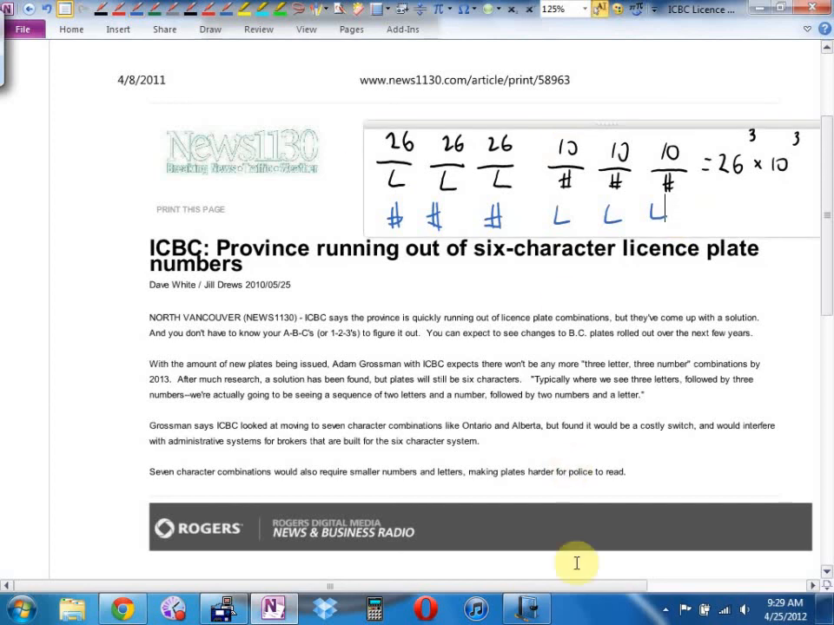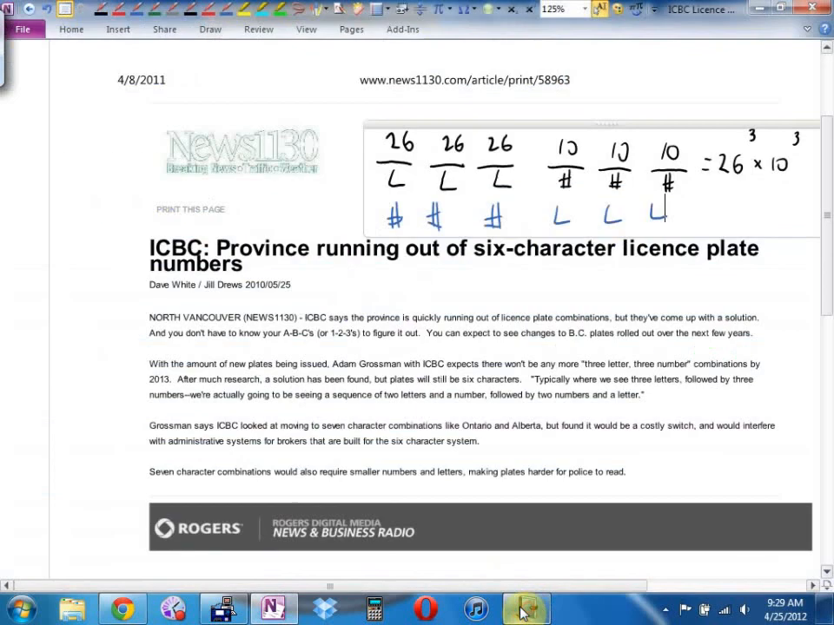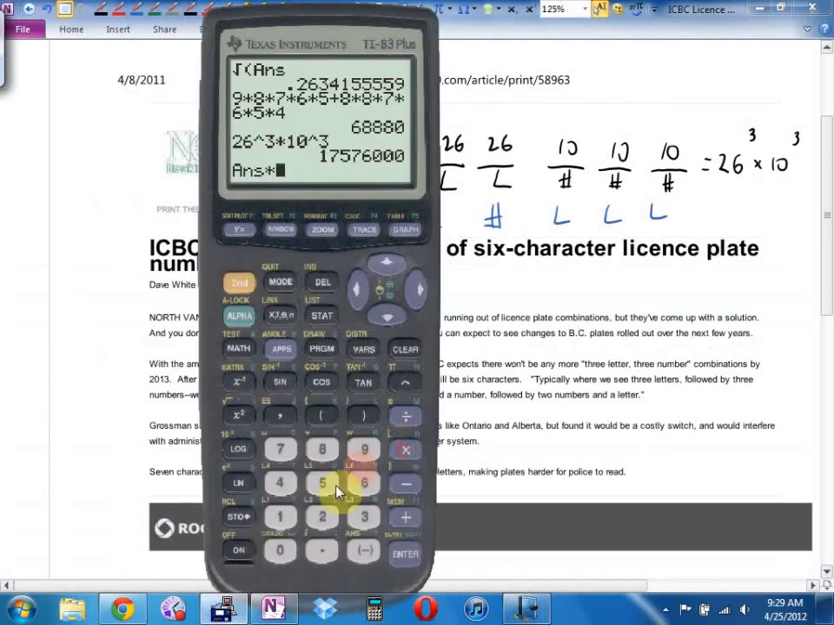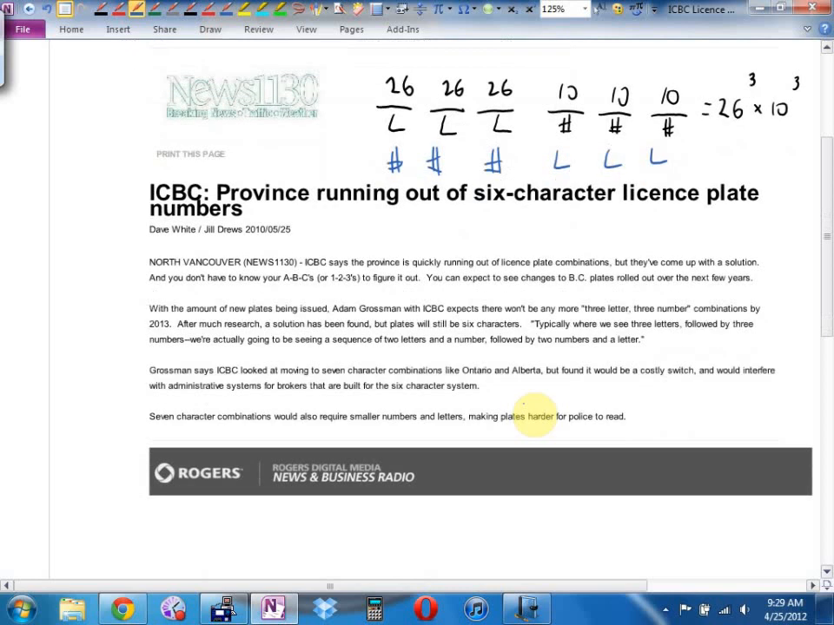So they said, okay, we can get that many. However, it says the province is running out of license plates combinations, but they come up with a solution. With the new amount of new plates being issued, there won't be any more three-letter, three-number combinations. It'll be 6 characters. Typically, it's 3 letters, 3 numbers.